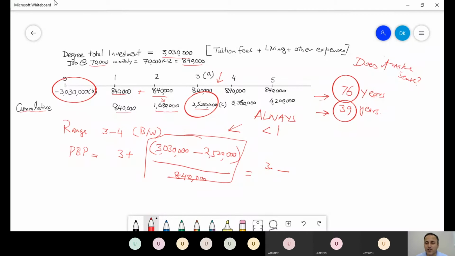This is the general trend. Most of the students got this question right, which is a great sign. I'm very happy about it. Most of them came up with a range between 3 and 4. So this is the kind of payback period you should be looking at for your undergraduate degree. Okay, now for question number 2, let me share that screen with you now.